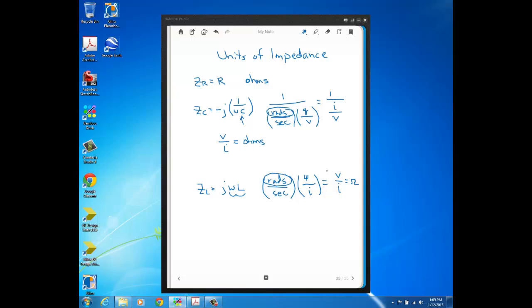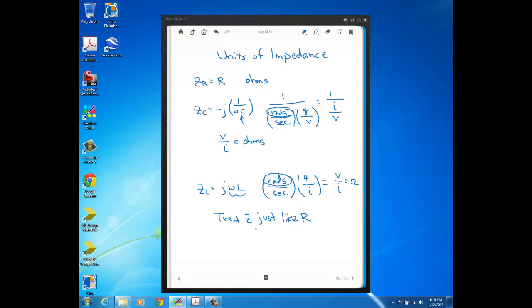So impedance in AC circuits, just like resistance in DC circuits, has units of ohms, and this may not seem that big of a deal, but what this means is that we can treat impedance just like resistance. What I mean by this is that in DC circuits, when we had resistors in series, we would just add them up to get the REQ. And when we had resistors in parallel, we could do sum of reciprocals reciprocated to get REQ, or if we had two resistors in parallel, we could do product over sum. Well, I can do the same things with impedance.